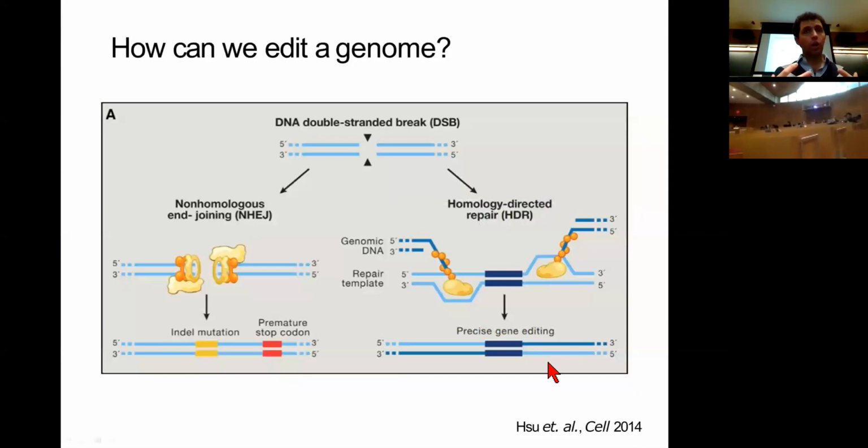So basically, there's a lot of research right now into how do we make this more efficient? How do we increase the fraction of cells that are successfully edited into this particular pathway?